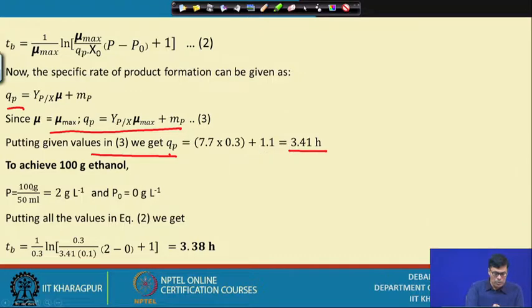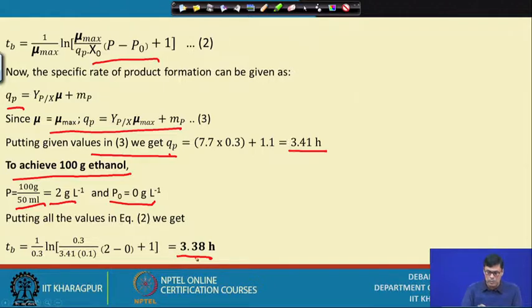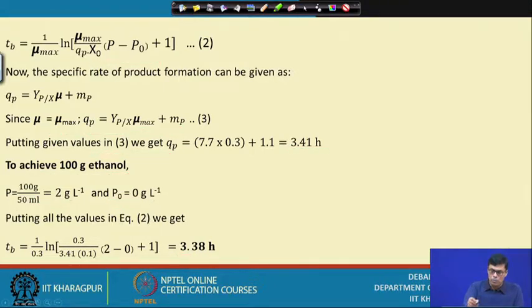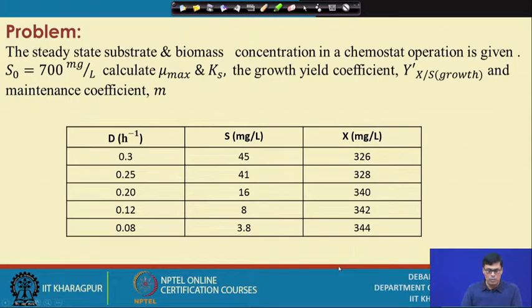3.41 hours. To achieve 100 gram of ethanol, P equal to what? 100 divided by 50 milliliter of culture, the concentration will be 2 gram per liter, P0 equal to 0. Then Tb, I can put in this equation. If you put in this equation, it comes around 3.38 hours. So after 3.38 hours, you will get the 100 grams of ethanol. So all three problems we can solve.